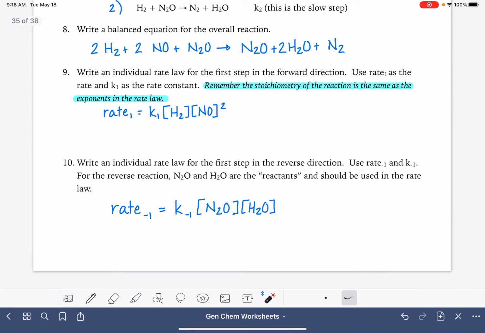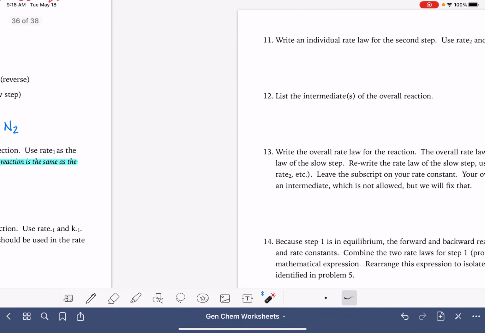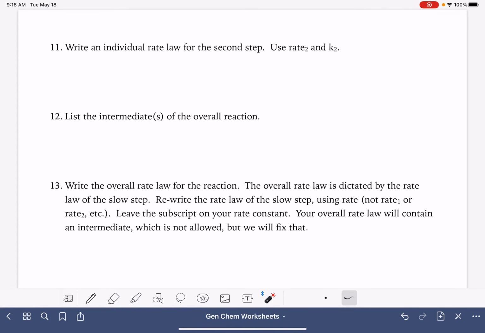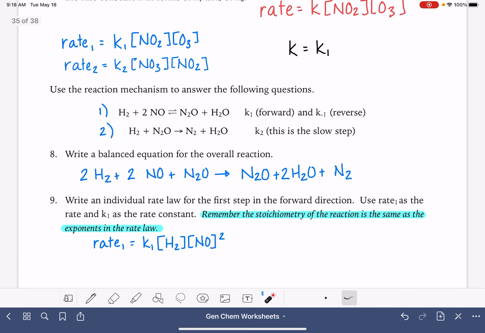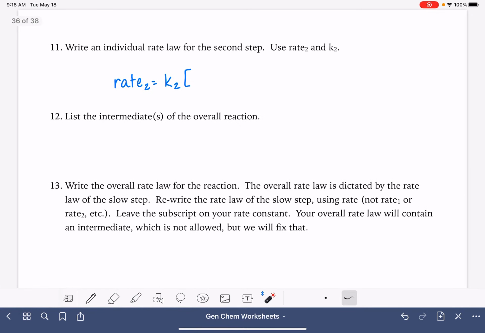Now we can do step 2, write an individual rate law for step number 2. So this is going to be rate sub 2, and it's going to be K sub 2, and we want to find our reactants for step 2. Step 2 doesn't exist in equilibrium, only in the forward direction, so this is going to be H2 and N2O.